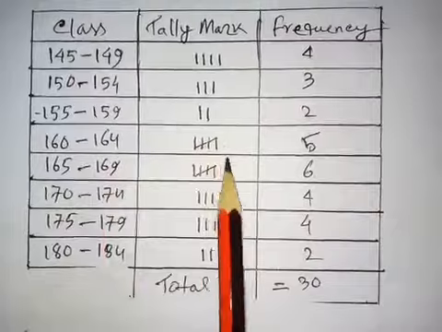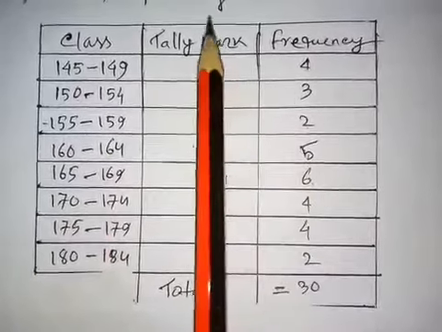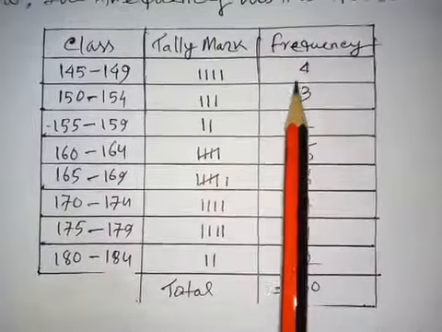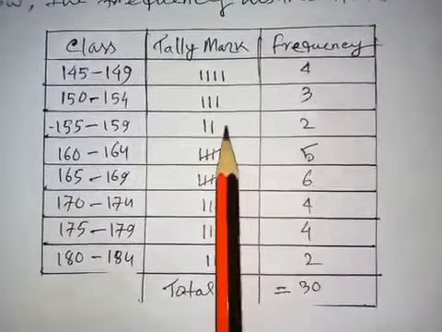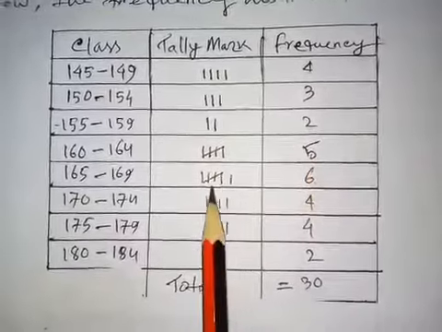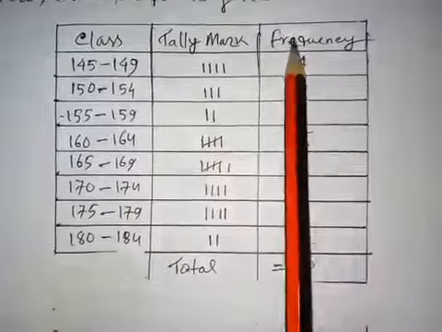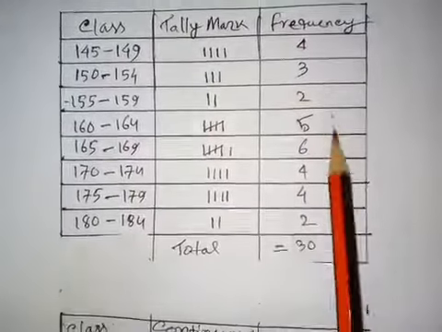So after doing all of these tally marks, we will change all of these tally marks into numbers. So here is 4 tally marks, we will put here 4. Here is 3, we will write 3. Here is 2 tally marks, we will put 2. Here is 5 tally marks, we will put 5. Here is 6 tally marks, we will put 6. Like this way, we will change all of these into numbers.